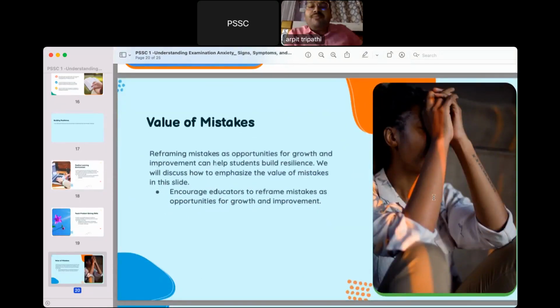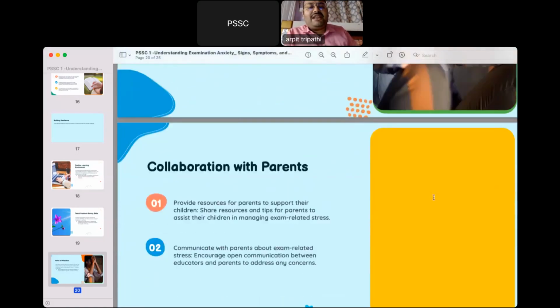Value of mistakes. It is very important for you as an educator to teach children why making mistakes is important. Edison made 1100 plus mistakes, so he made a bulb. पहली बार में कोई चीज बन जाए, कुछ नया हो जाए, तो वो कोई डिस्कवरी नहीं है, वो एक रिसर्च हो सकता है. So that is something which is very important.